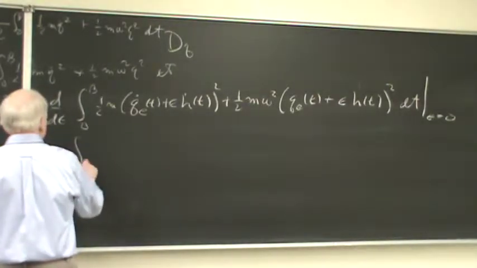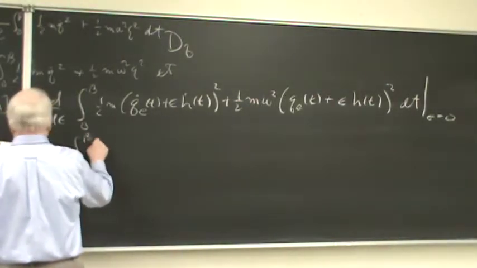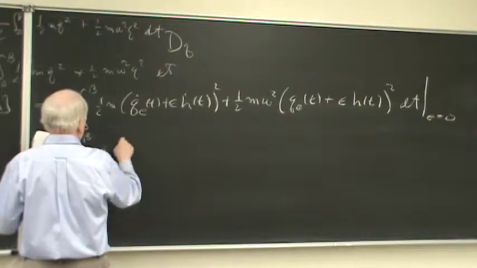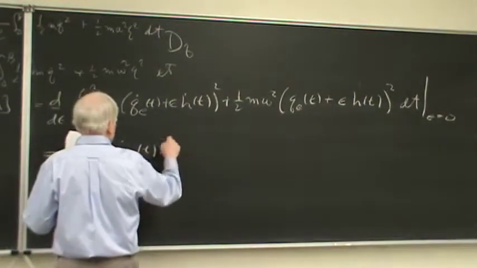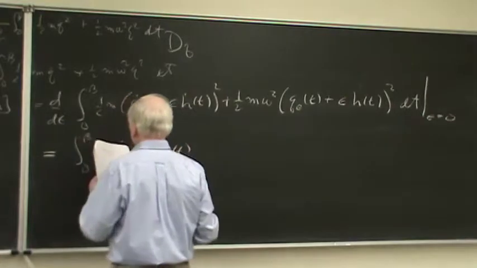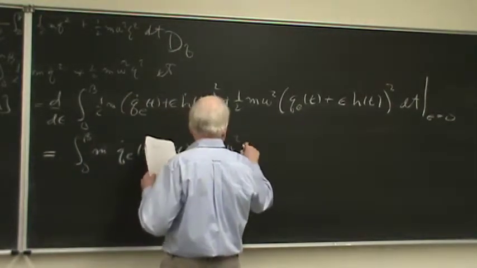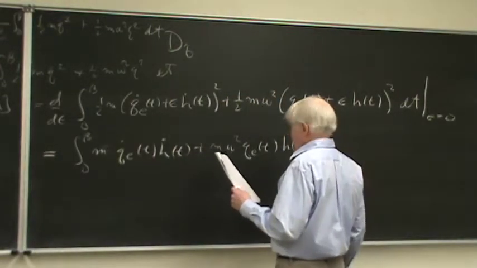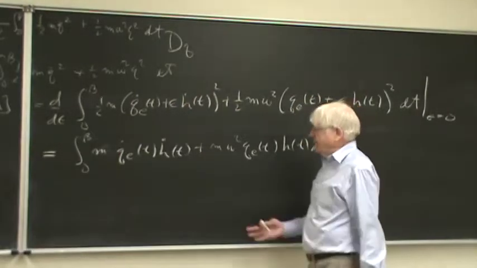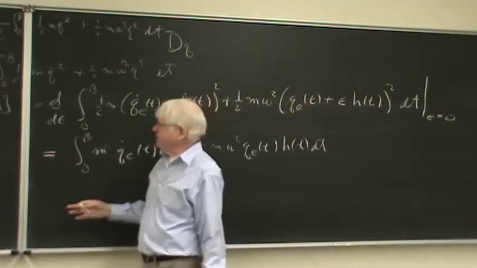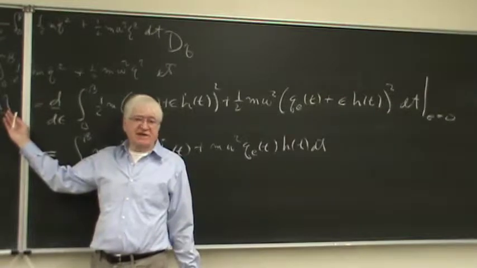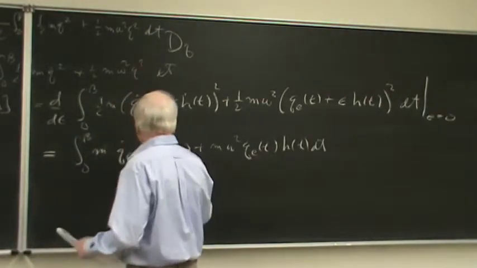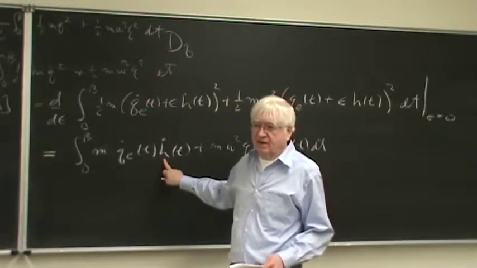Well, this derivative, of course, is just the integral from 0 to beta. The 2 cancels, we get an m. q Euclidean dot of t, h dot of t, plus m omega squared q Euclidean of t, h of t dt. And we set this equal to 0, but there was a proviso here. This h is something that vanishes at the 2 endpoints because, after all, we're talking about a path that goes from q prime to q double prime. So that means we can integrate by parts without any trouble.